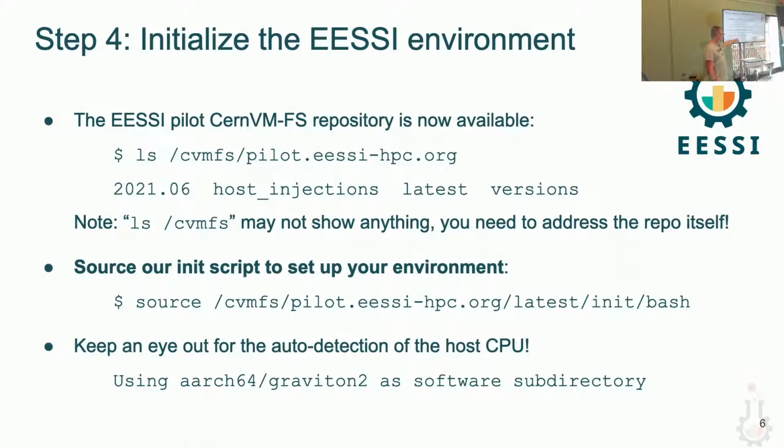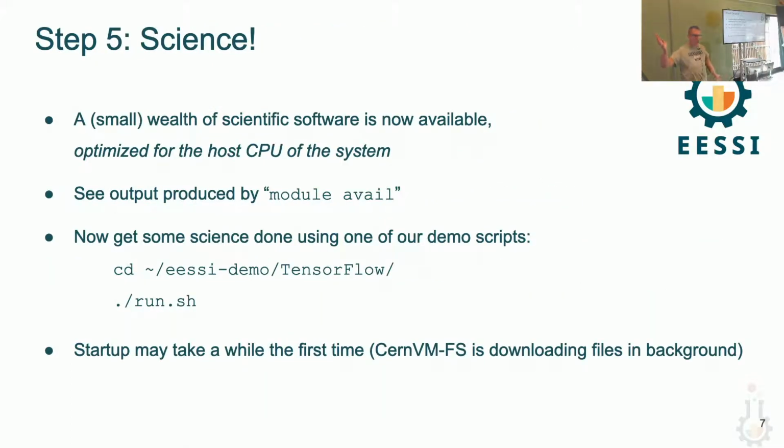So it detected an ARM CPU, and it's a Graviton 2. And it's going to use that part of the EESSI software stack. And then you're good to go. All the scientific applications that we have included are there. You can check with module avail. You'll see GROMACS, OpenFOAM, TensorFlow, and a whole bunch of dependencies, including, I think, 2 versions of GCC that we have installed in there. So you can try and figure that out.